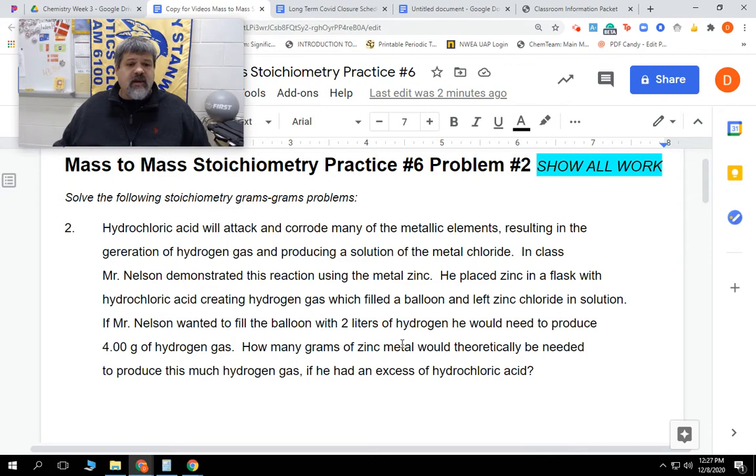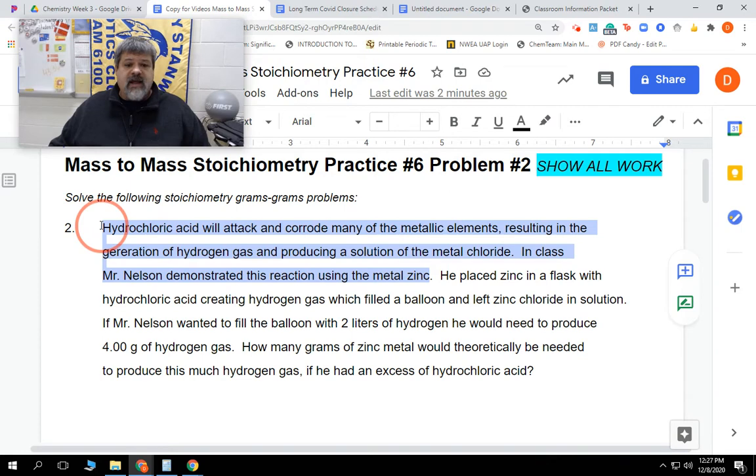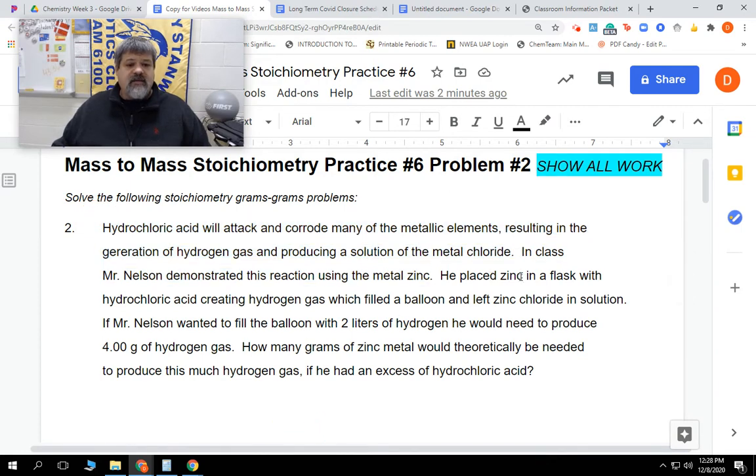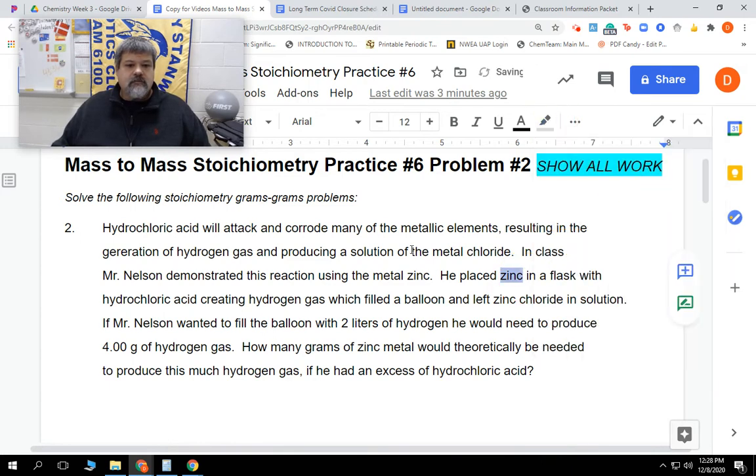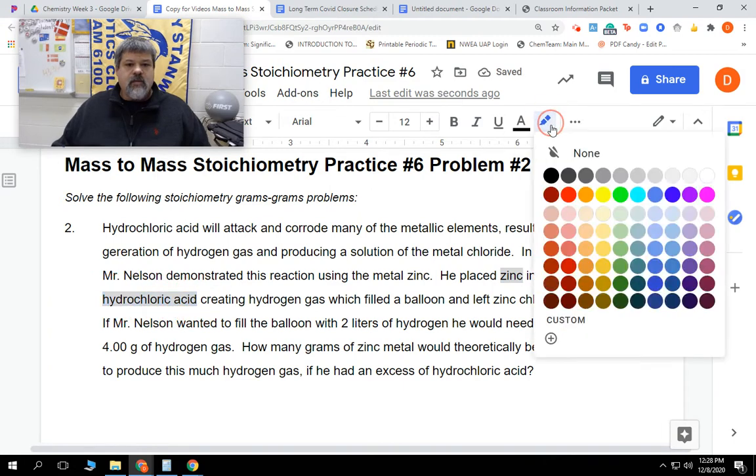So let's go through and highlight a couple of things that are important. The first part, from there all the way up to the beginning, is kind of like blah, blah, blah, so we don't need to worry about that. We're going to look at the second part. He placed zinc in a flask with hydrochloric acid. So that's where we start. We know that he put zinc, so we're going to highlight that. And hydrochloric acid, and we'll highlight that one.